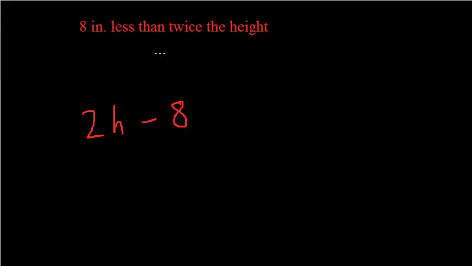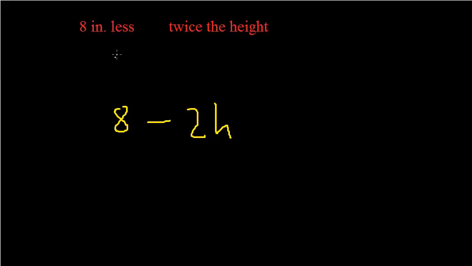The idea here is just to take notice of those key phrases like less than, meaning subtraction, twice, meaning multiply by 2, and then taking note of our variables and our unknowns. If we change this phrase just a little bit though, for example saying 8 inches less twice the height, this is a different expression than saying less than. 8 inches less twice the height is saying 8 minus 2 times the height. So the main thing to note here is the difference between less and less than.